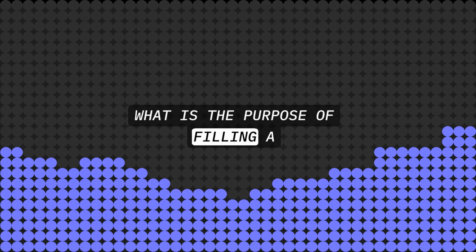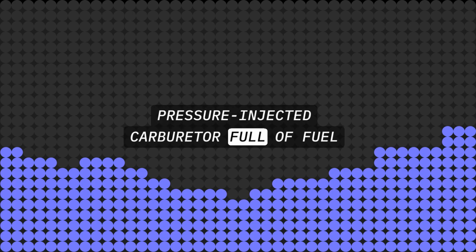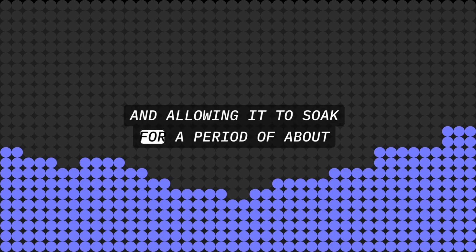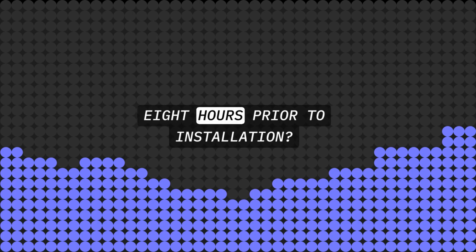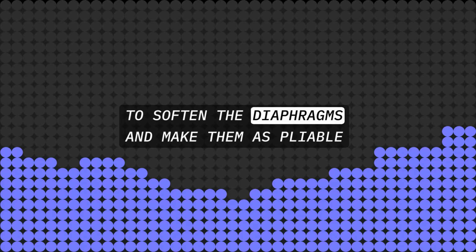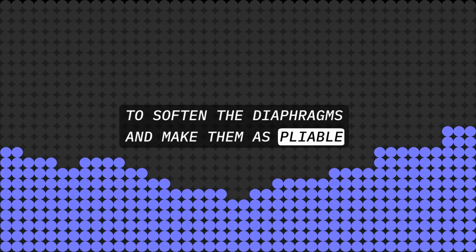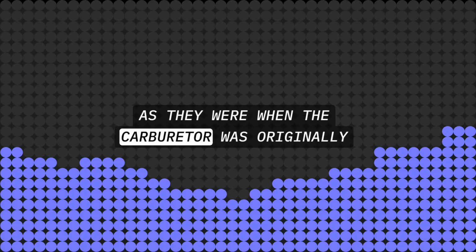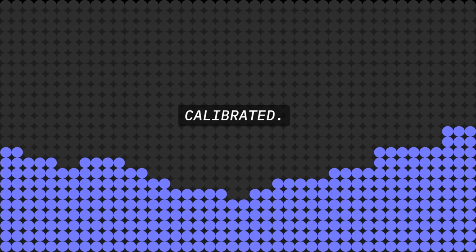What is the purpose of filling a pressure-injected carburetor full of fuel and allowing it to soak for a period of about 8 hours prior to installation? To soften the diaphragms and make them as pliable as they were when the carburetor was originally calibrated.